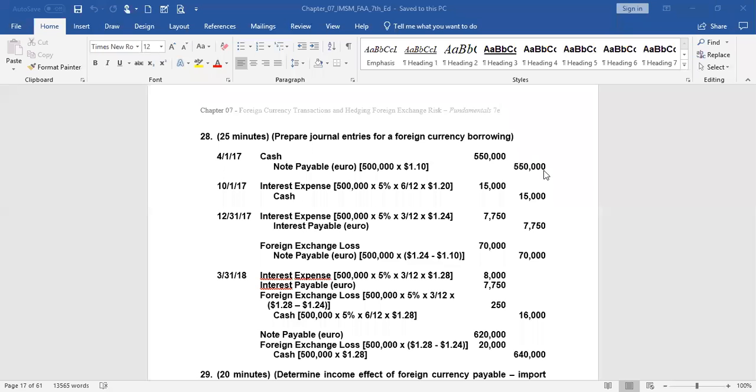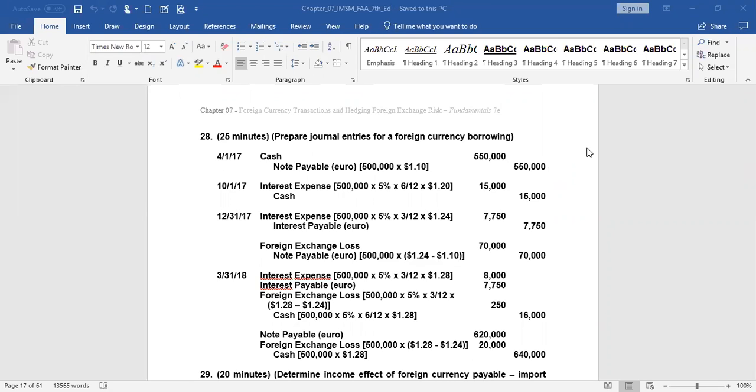Hi, everyone. I decided to take a look at practice problem number 28 on page 377 to help you get through the steps of how to handle borrowing of foreign currency. So I have the answer key up in front of us, obviously, but let's take a look together.